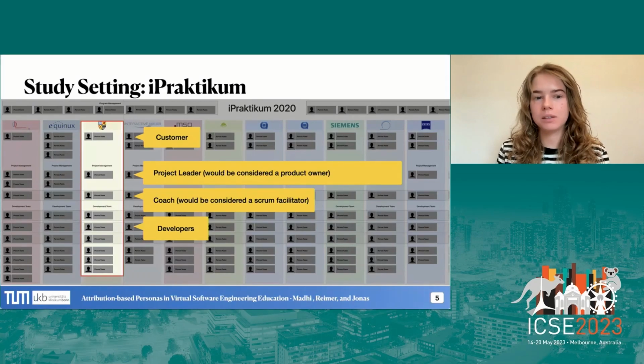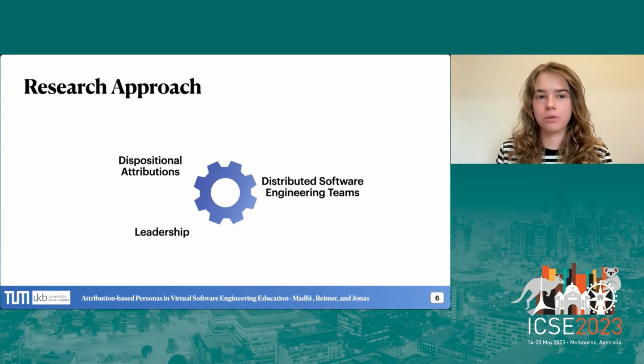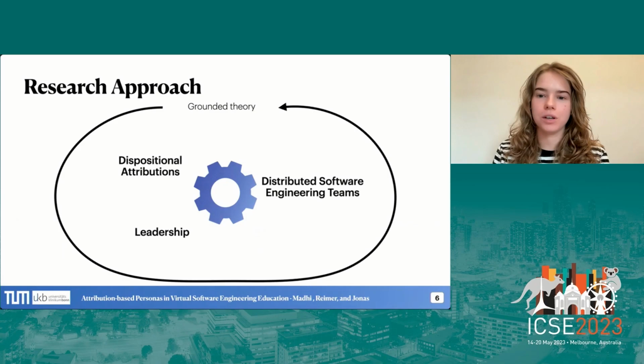And during the pandemic, the iPracticum shifted from a previously completely on-site structure to a completely virtual structure in the summer term of 2020, and we therefore considered this course to be a good subject to study the attributions that are formed by the project leader towards the students. In the study, we basically focused on three pillars: the dispositional attributions, leadership, and distributed software engineering teams. And we aimed at retrieving new information regarding these topics in conjunction with each other and focused on generating theory from the data instead of just testing theories. And this approach corresponds to the approach of grounded theory. And additionally, we studied these phenomena in a very specific context, namely the iPracticum described before.